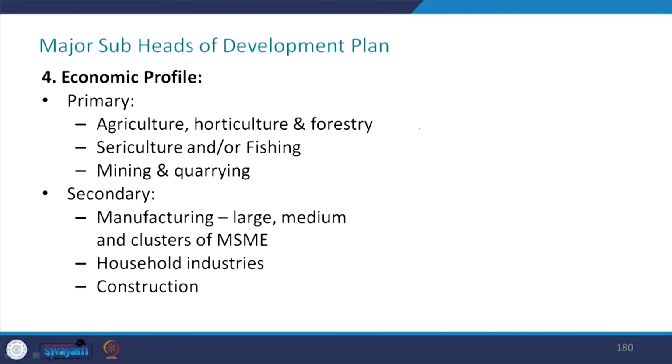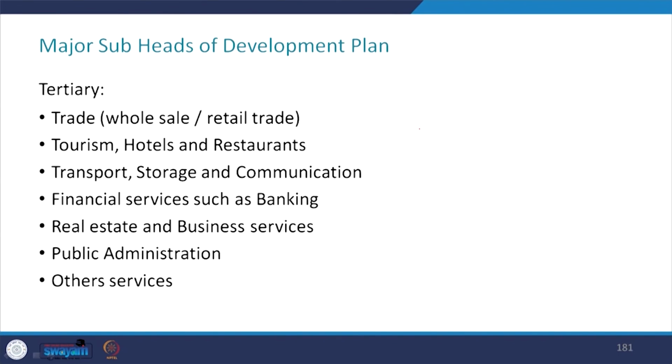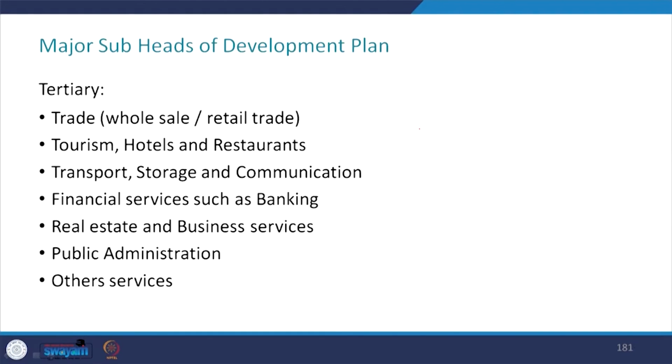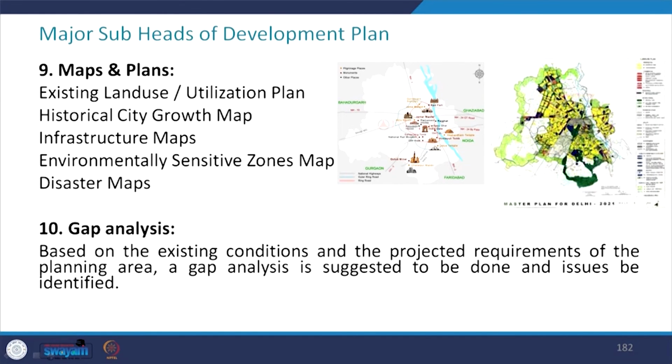The URDPFI guidelines also say to document the economic profile, looking at the primary, secondary and tertiary economic pattern of the city. So, it suggests all of them to be documented, and it also suggests the range of plans and maps which have to be prepared. So, overall we have seen so many ranges of maps which have been developed for the plan.